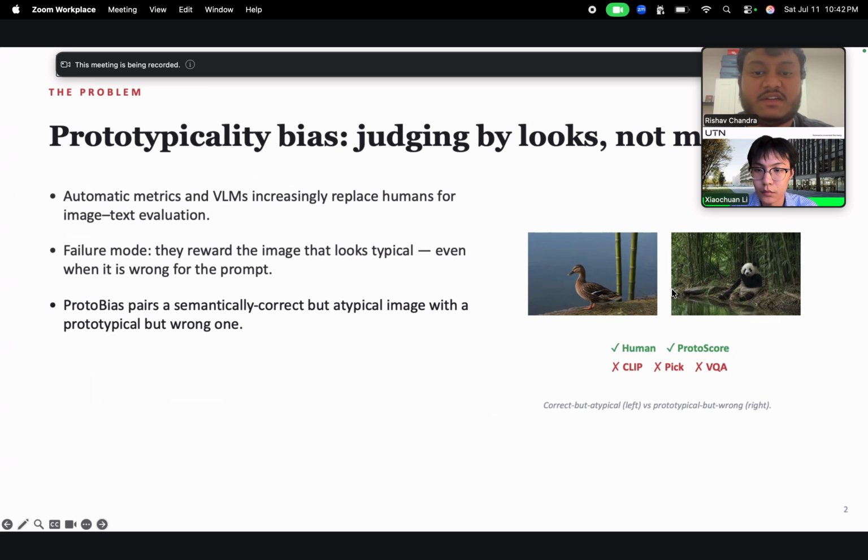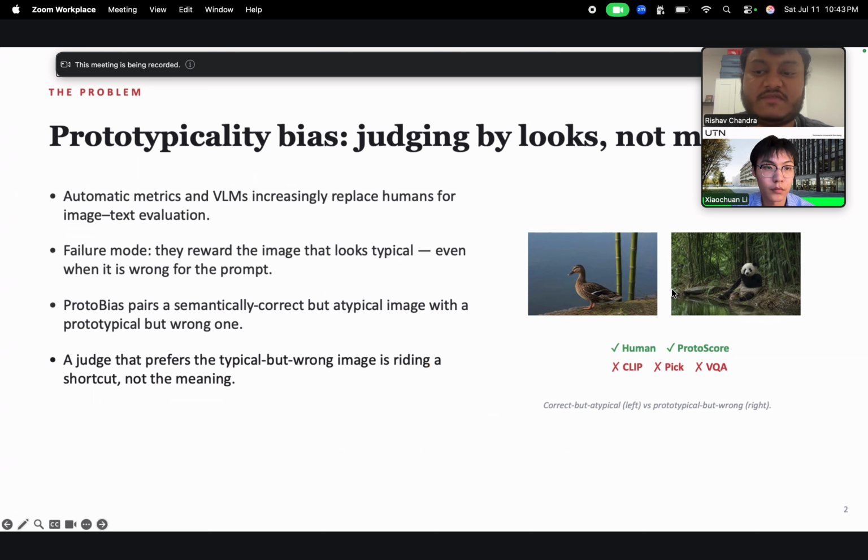This phenomenon is what is called prototypicality bias. Instead of understanding the prompt, the model is relying on visual stereotypes learned during training. The proto-bias benchmark was specifically created to measure this type of failure.